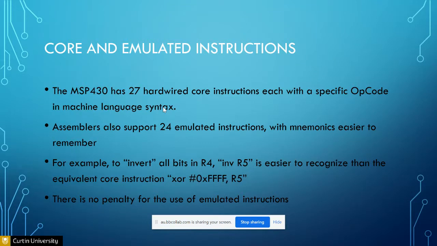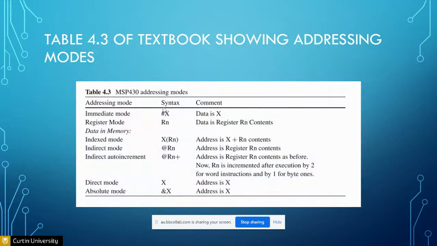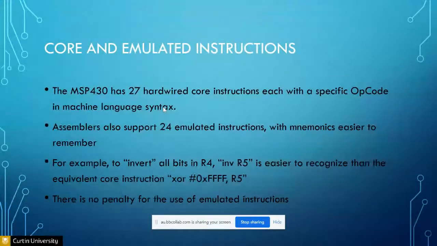For example, to invert all bits in R5, the instruction INV R5 is easier to recognize than the equivalent core instruction. You can see that this is immediate mode, so whatever value goes into this R5. There is no penalty for the use of emulated instructions. These are the more basic ones, the fundamental instruction set is hardwired, and you also have the emulated instructions.